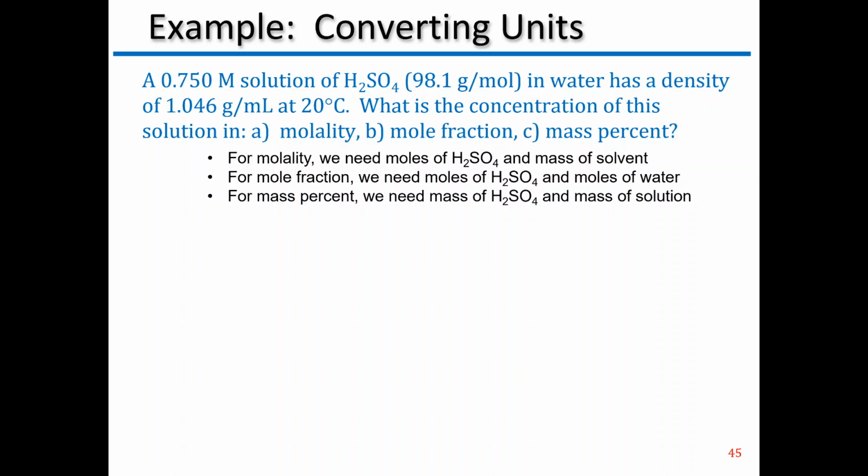Okay, so here we have a 0.75 molar solution of sulfuric acid, and they give us a molar mass there. And it's in water, and it has a density of 1.046 grams per milliliter at 20 degrees C. And it wants to know, what is the concentration of the solution in molality, mole fraction, and mass percent? Okay, they give us some notes here. So for molality, we need moles of sulfuric acid and the mass of the solvent. For mole fraction, we need moles of both. And then finally, for mass percent, we need the mass of both.